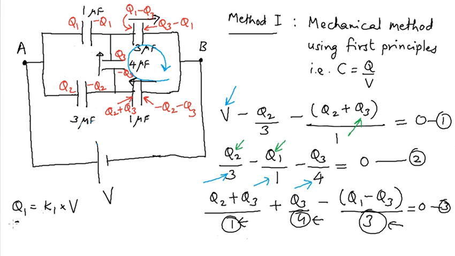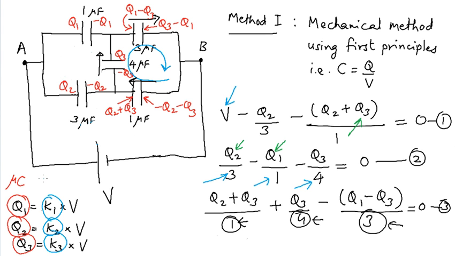Similarly, my answer for Q2 would be Q2 equals K2, which is some number in microfarads multiplied by V. Finally, my answer for Q3 would be K3, which is once again in microfarads multiplied by V. To reiterate, the unit of Q1 as well as Q2 as well as Q3 is going to be microcoulombs. The unit of K1 as well as K2 as well as K3 is going to be microfarads, while the unit of V over here as well as over here is definitely volts.